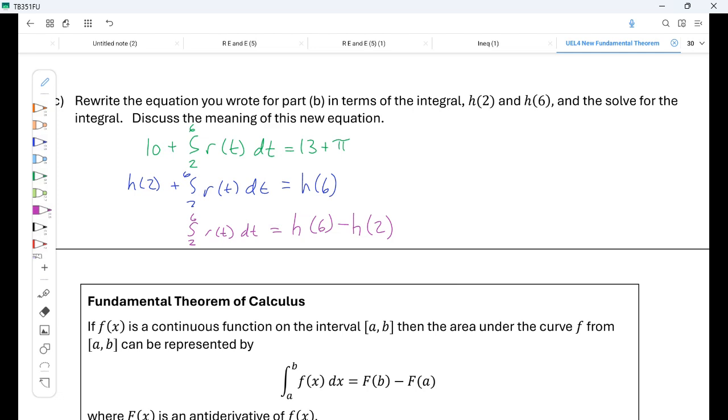It makes sense in context, but it's also going to be how we solve integrals, and that's what's so important. So it does say discuss the meaning of this new equation. The integral is the amount of change from the lower limit to the upper limit. Not average rate of change, but the actual change that happened.